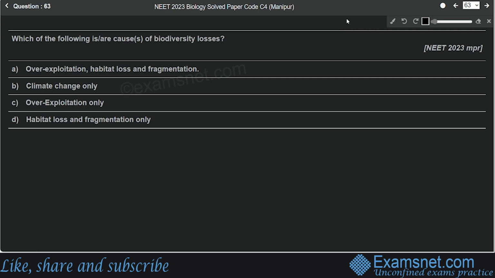Question number 63 is from the chapter Biodiversity and Conservation, and the question is which of the following is or are causes of biodiversity losses? First one is overexploitation, habitat loss and fragmentation. Second one is climate change only. Third one is overexploitation only. And the last one is habitat loss and fragmentation only. So wherever you have only, these cannot be the correct answer. Climate change can contribute to biodiversity loss, but it is not the only cause. Also overexploitation and habitat loss are not the only causes. So the most appropriate answer will be the first one, overexploitation, habitat loss and fragmentation. Option A will be the correct answer.